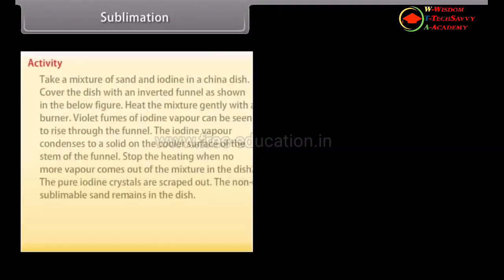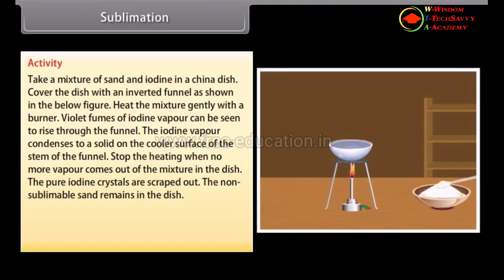Activity: take a mixture of sand and iodine in a china dish. Cover the dish with an inverted funnel. Heat the mixture gently with a burner. Violet fumes of iodine vapor can be seen to rise through the funnel. The iodine vapor condenses to a solid on the cooler surface of the stem of the funnel.